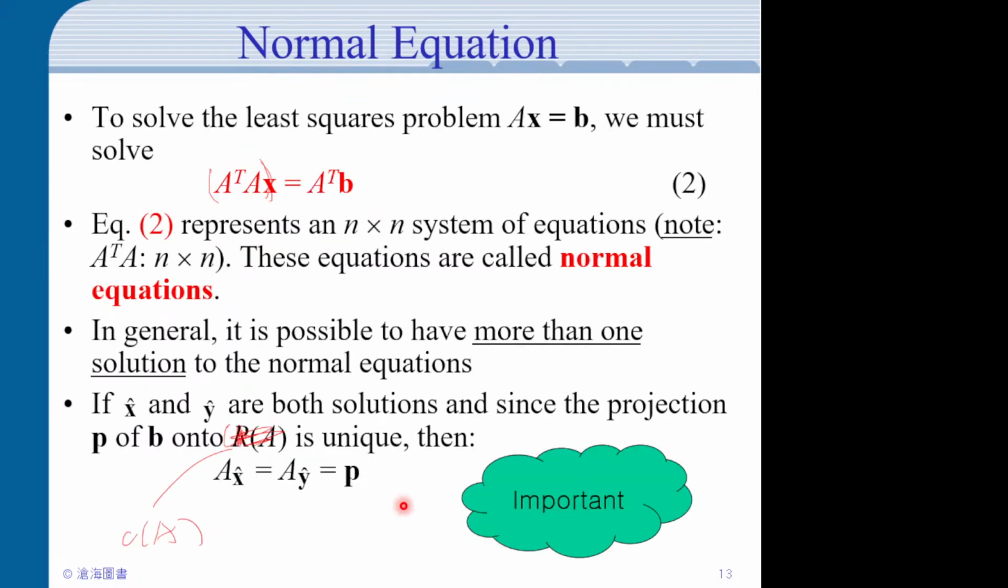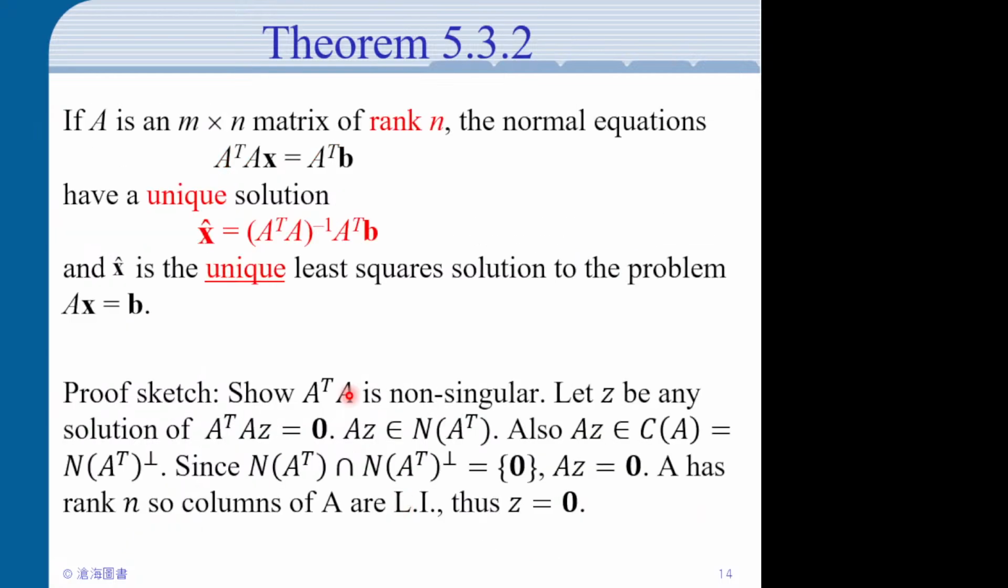But what about when this is non-singular? By non-singular, we mean when A has rank n. Remember m is bigger than n. So rank n is the largest rank. A looks like this, m by n, and rank cannot be bigger than either m or n, so the largest rank of A is n. So it means that every column is linearly independent. In this case, we actually have a unique solution, because you can show that when A has rank n, then A^T A is non-singular.